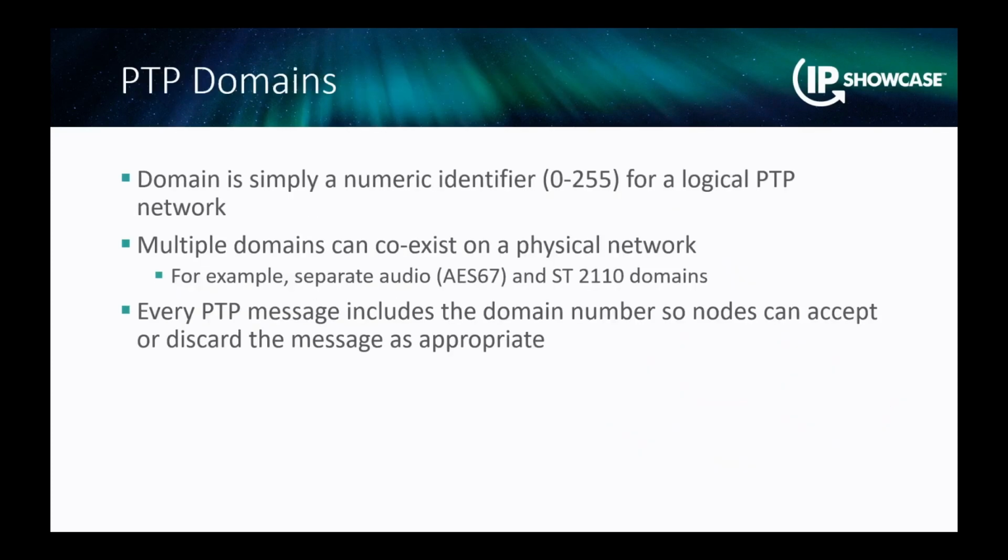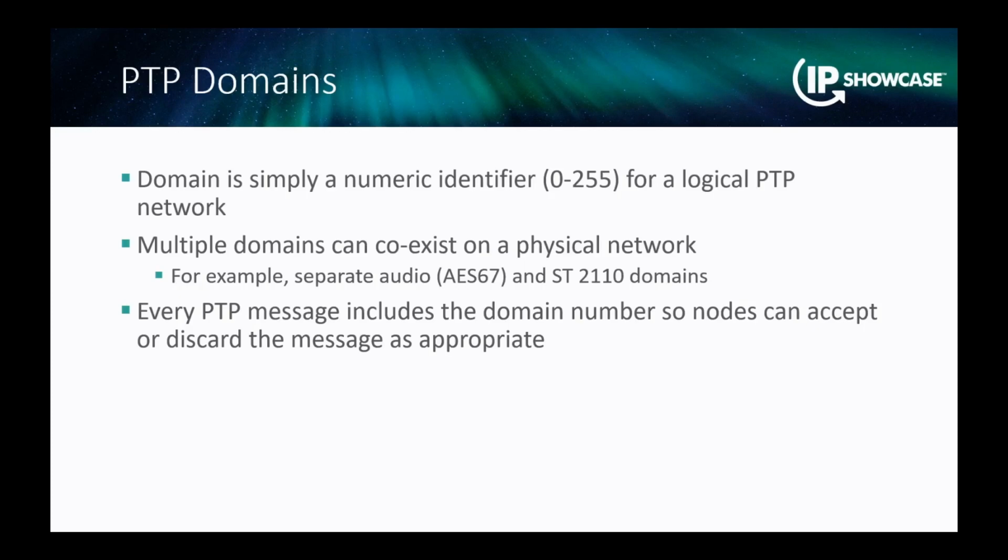Another configuration value that we've got when setting up a PTP network is something called a domain. A domain is simply a numeric identifier. It's an 8-bit value specifying what our logical PTP network is. You can have multiple domains coexisting on the same physical Ethernet network. This is useful because you could have different devices or device types attached to different domains. I could have one for my audio devices and a different one for my video devices.